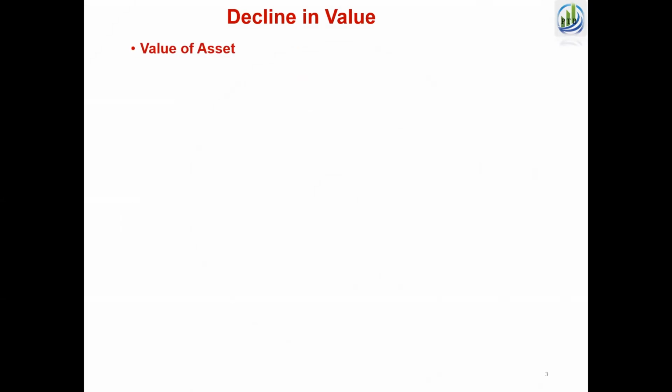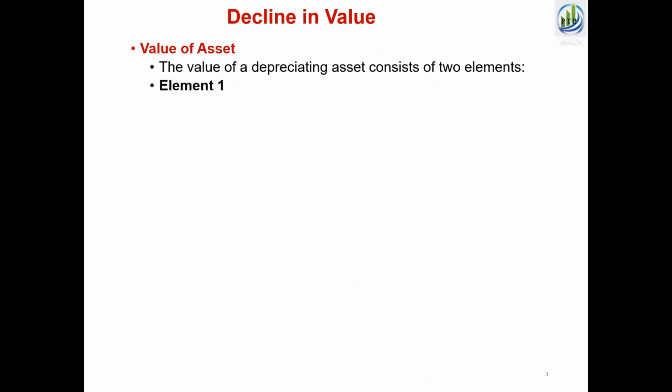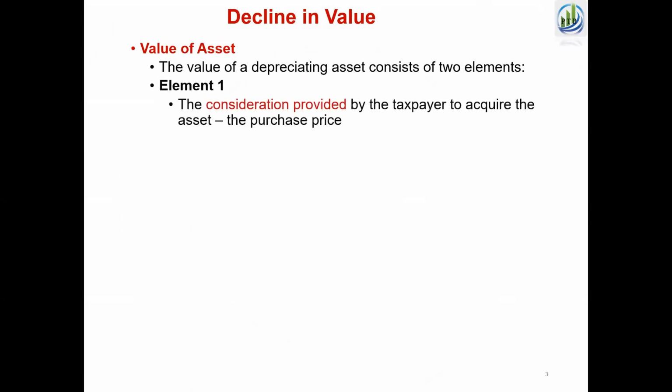The value of the assets has two parts. One is called element one. Element one means your purchase price. So what is the price you purchased it for? What is the consideration you provided for your asset? That's called the purchase price. For example, you purchase a car for $44,000. That is your purchase price, $44,000.